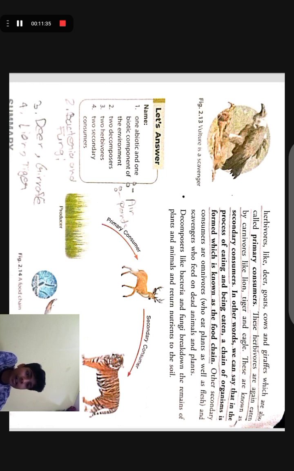by the deer. The deer is the primary consumer, and the deer is eaten by the lion or tiger, and the tiger is the secondary consumer. And the third one you can see is the scavengers and decomposers. Scavengers are those which feed on decomposing material. For example, an eagle is eaten by microbes. Microbes, we can say, microbes also.